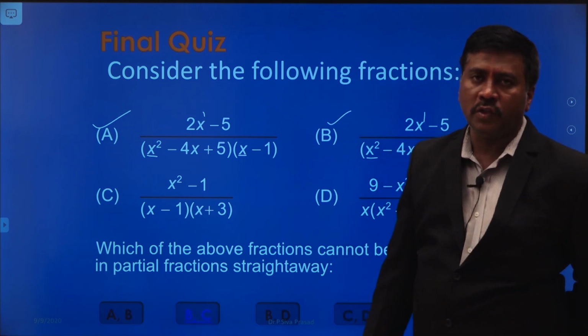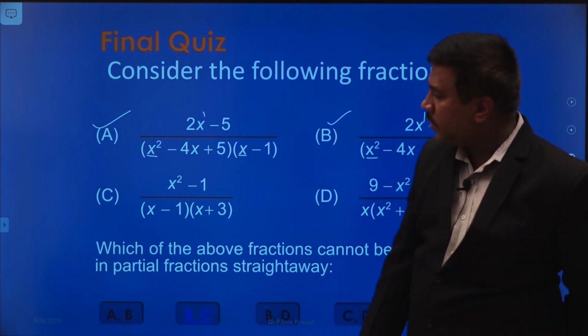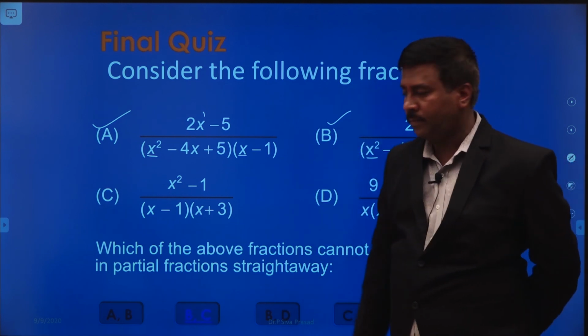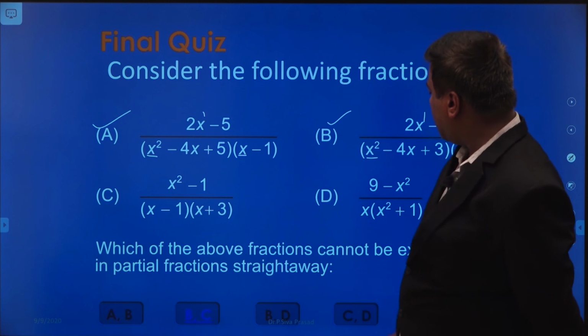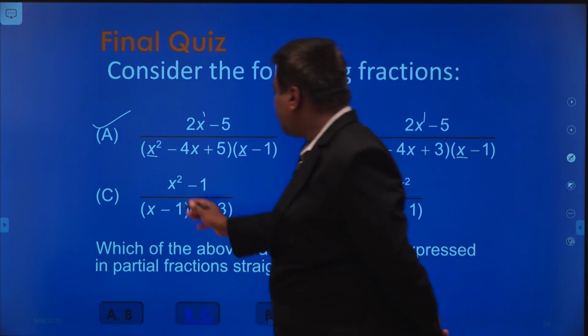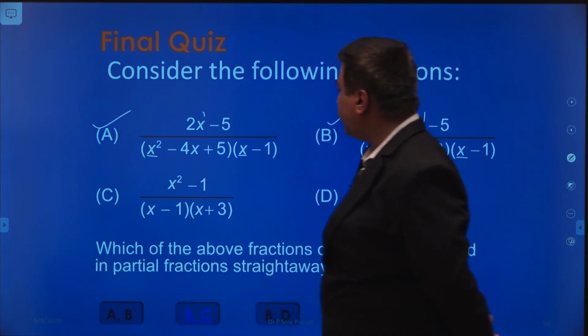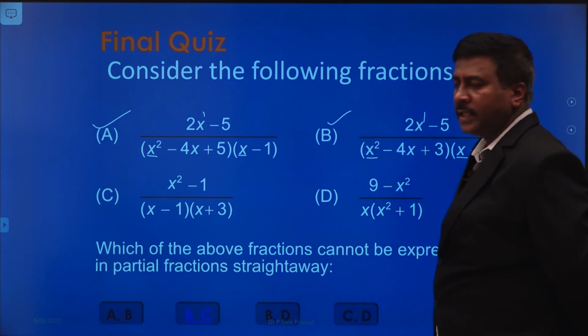The numerator power is to be less than that of the denominator. This is also to be a proper fraction. Now for options C and D, option C is (x² − 1) / ((x − 1)(x + 3)).